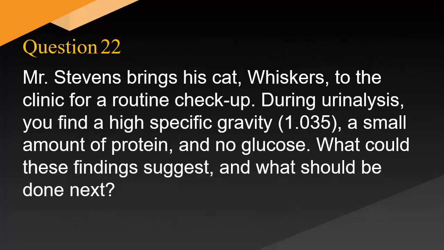results. Mr. Stevens brings his cat Whiskers to the clinic for a routine checkup. During urinalysis, you find a high specific gravity, 1.035, a small amount of protein, and no glucose. What could these findings suggest, and what should be done next?